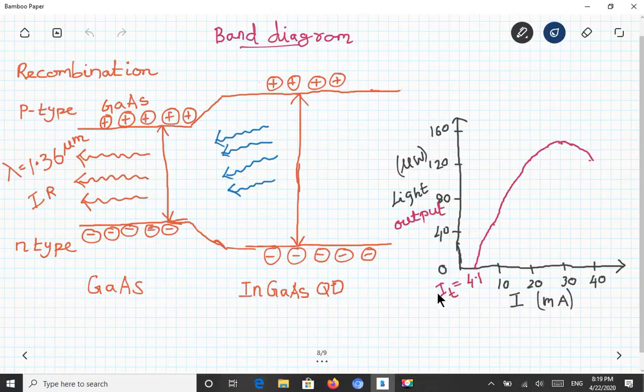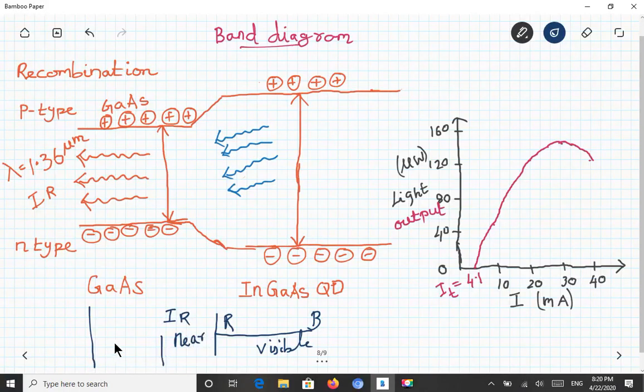And the wavelength of the laser output is 1.32 micrometers, which is in the near infrared region. So we will be saying near and far. In the visible spectrum, starting from blue to red, after red you will see the IR region. IR is a long region, and the first half you will call near IR, and after that you will call it far IR.